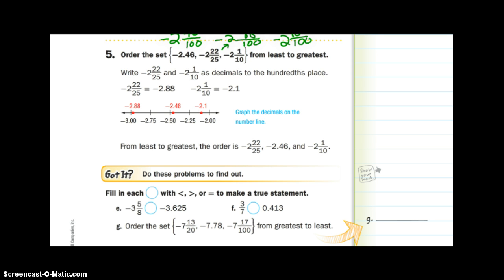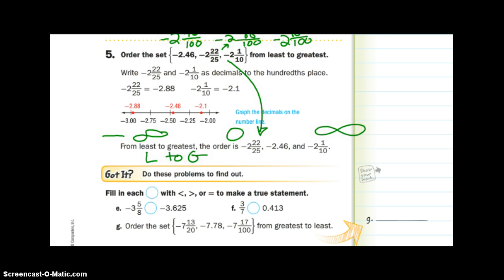So again, I'm trying to see which number is closer to 0 since they're all negative. In this case, they want us to order it from least to greatest. So which one is further away from 0? Which one is further away will be the least. So I'm looking for the highest numerator. The highest numerator is 88. Would you agree? Great. But I have to put it back in its original form.